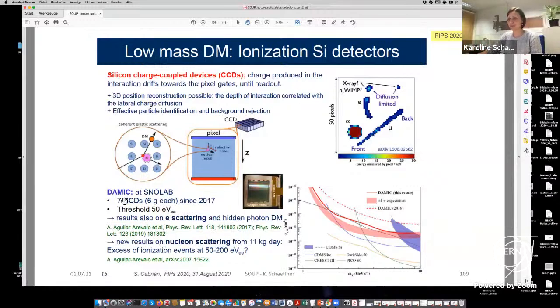And there's an experiment called DAMIC. This is at SNOLAB, and a couple of years ago they were running, I think, 7 of these CCDs, and they achieved a very low and promising threshold of 50 eV. They were looking mainly for electron scatters and other dark matter candidates, and they also have new results for nucleon scattering. And as with the other cryogenic detectors, as I learned also in this workshop, they see some excess which they don't understand in the region below 100 eV.